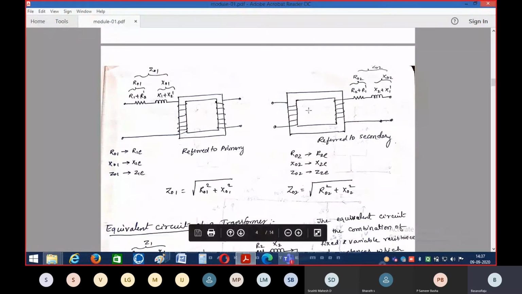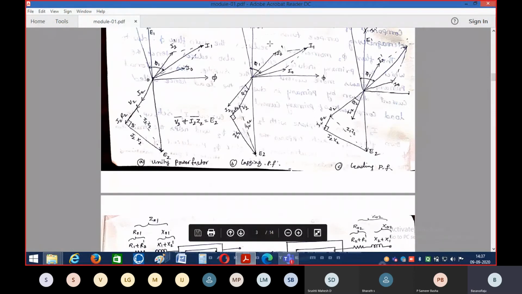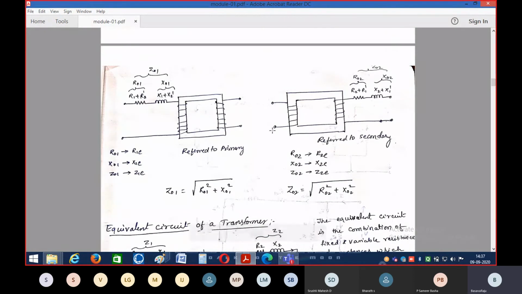Yes. The same vector diagram representation we discussed again. The same thing we can also have using the circuit diagram. See, this is a transformer. This represents the primary winding. This represents the secondary winding. The resistance of the primary winding is equal to R1. The resistance of the secondary is called R2.